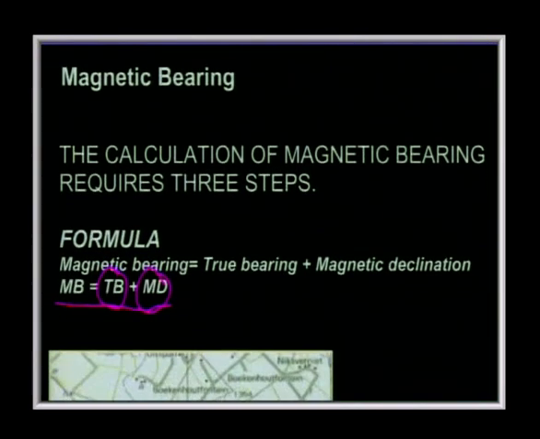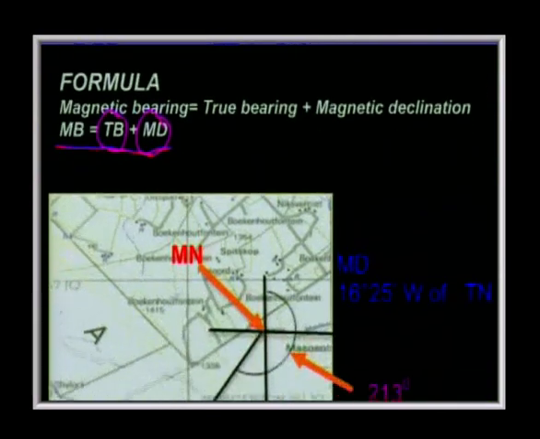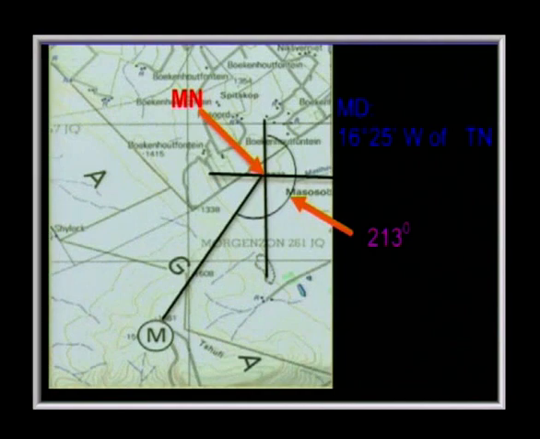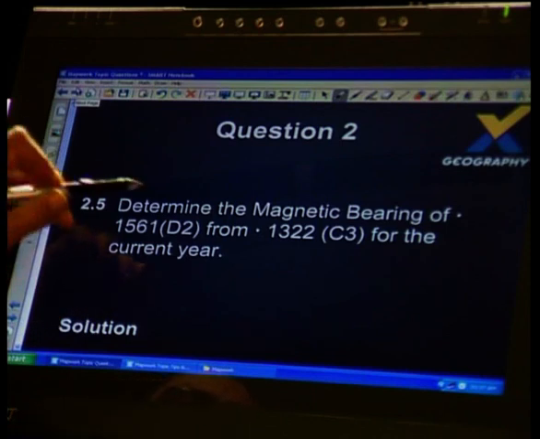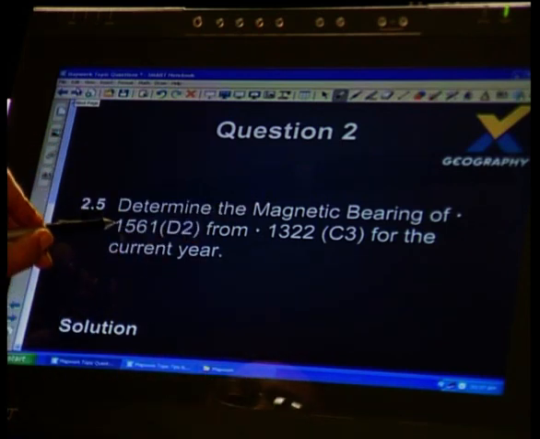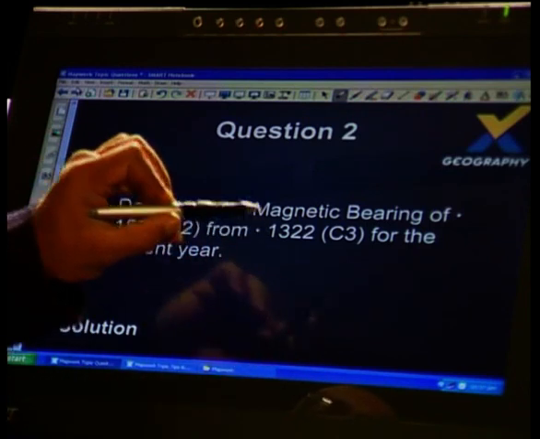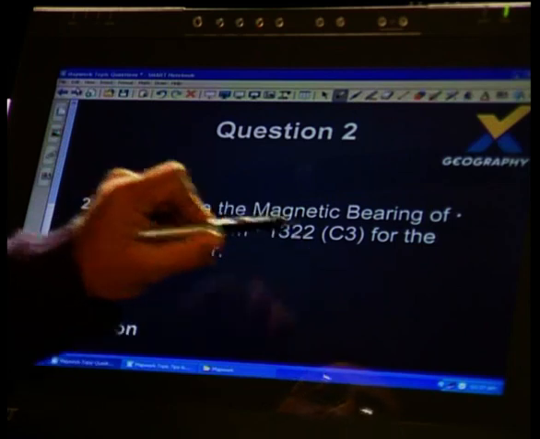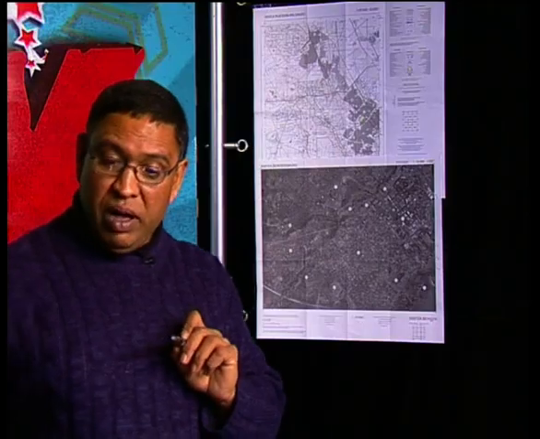So, the question says calculate the magnetic bearing, okay? Now, I'm going to look at a point. It says determine the magnetic bearing of spot height 156 D2 from spot height 1322C3. Obviously, the blocks are on your map there, okay? For the current year, which is 2011.